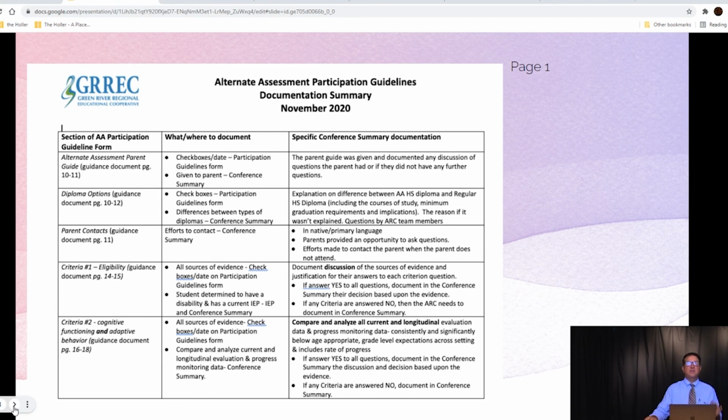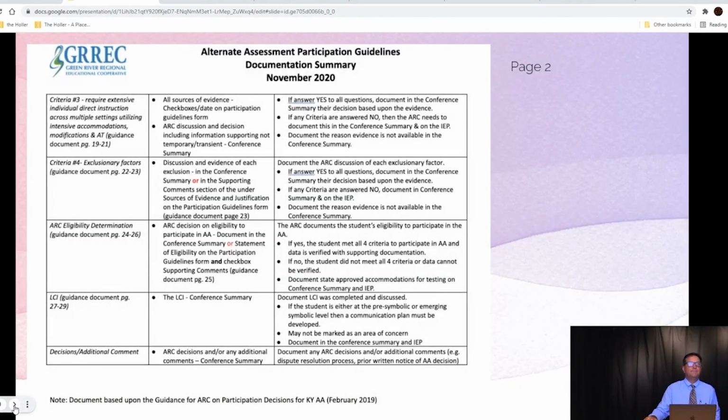And I really like this. We have this linked as well to this presentation so that you can use this as a guide to help you document all the things that need to be documented so that you're compliant. Here's page 2 of this. You can see it right here. You can see that there's some good information here: if you answer yes to all the questions, what you have to document, and that type of thing.